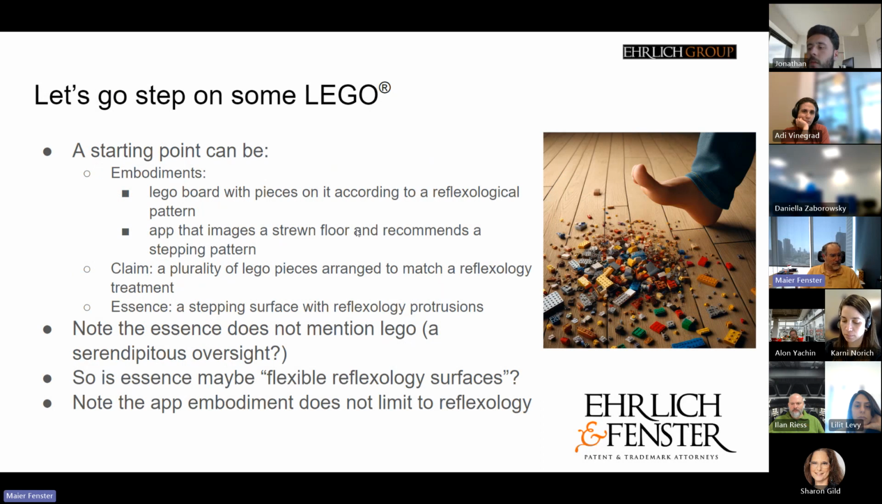Let's go back to our Lego. And the embodiments are a Lego board with pieces on it according to some reflexologically correct pattern. So if you step on it, you get pressure exactly at the right points of your leg. And a second embodiment is you have an app on your phone. You can take a picture of the floor and it sees where there's Lego and it knows what's wrong with you. And it recommends how you should step on the Lego in order to get a good treatment.